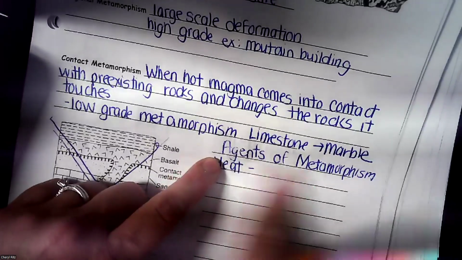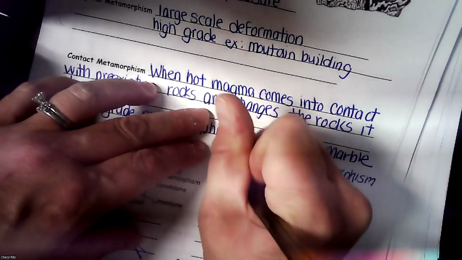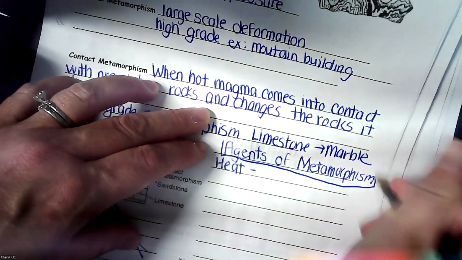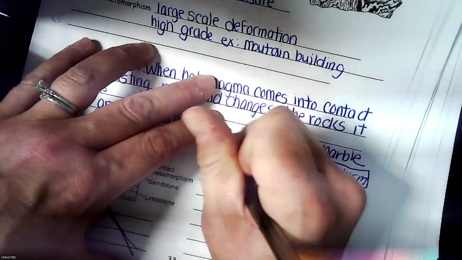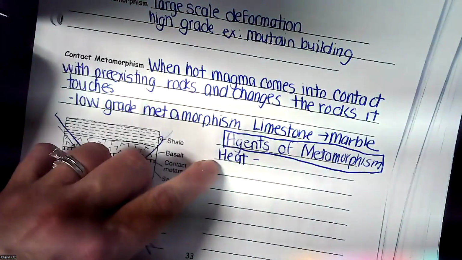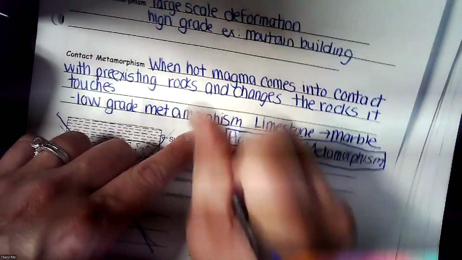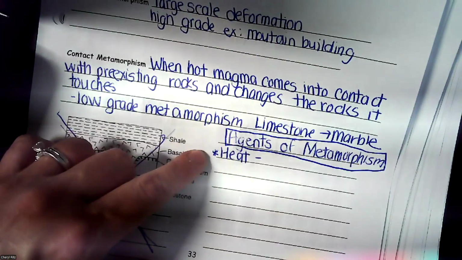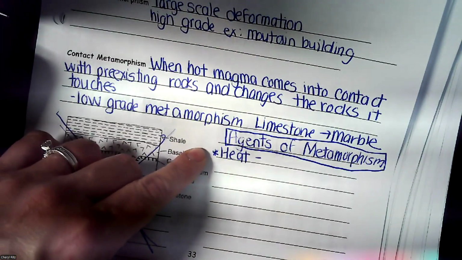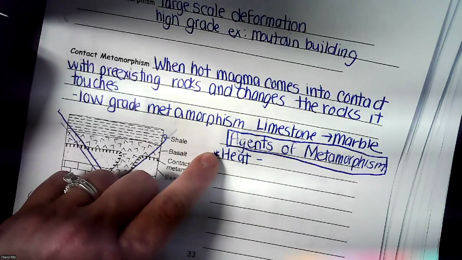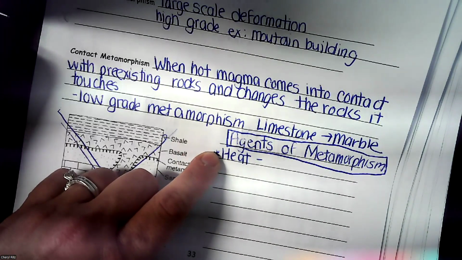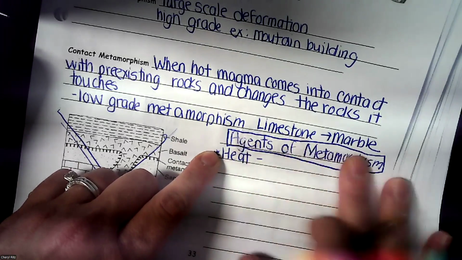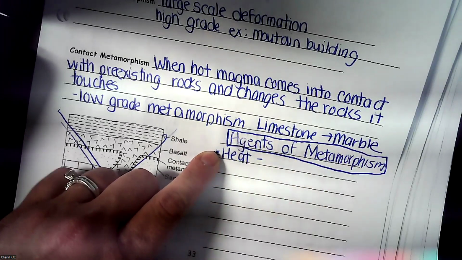Then over here on this section, we're going to title this section Agents of Metamorphism. And there are going to be 2: heat, obviously, and then the second one is going to be pressure, but I don't want to write that until you know how far down you need to go. The first bullet we're going to put here is heat. So this whole area is titled Agents of Metamorphism, and there are 2 agents of metamorphism. Heat is the first one.